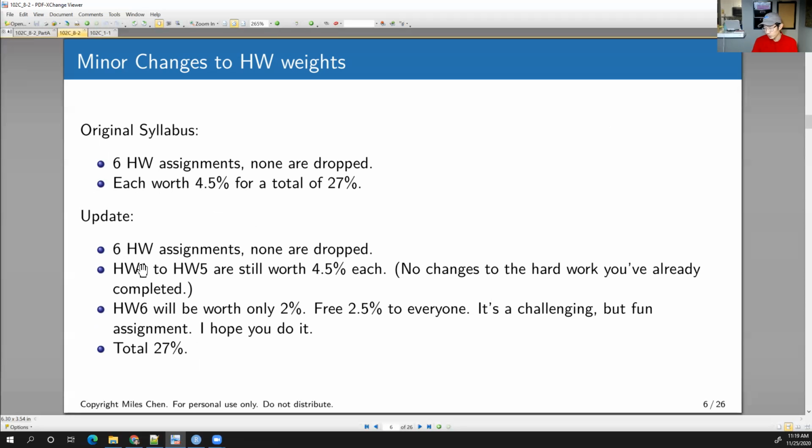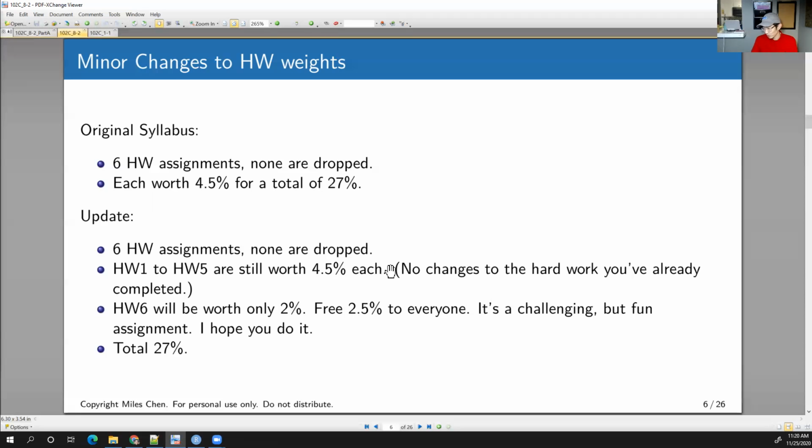Basically, I'm going to keep homeworks 1 through 5 and not make any changes to those. Those are still going to be worth 4.5%. Just because, for a lot of students who did work hard and stay up late, completing homeworks 1 through 4, which have already been submitted, I don't want to suddenly say all of that effort and labor that you put into your homework assignments is now going to be diminished by reducing the weights of those things. So I'm going to keep those exactly the same as what we started out with. Okay, so I don't want to change any of that.